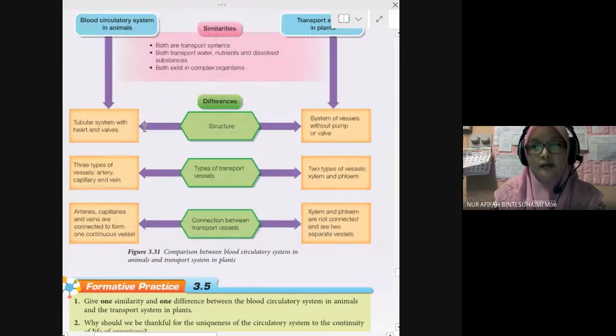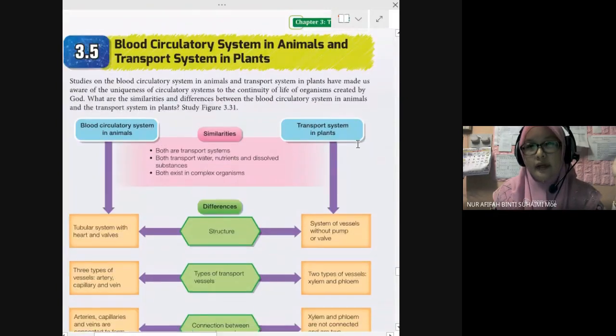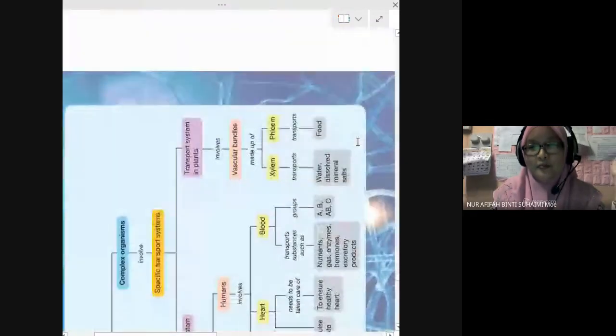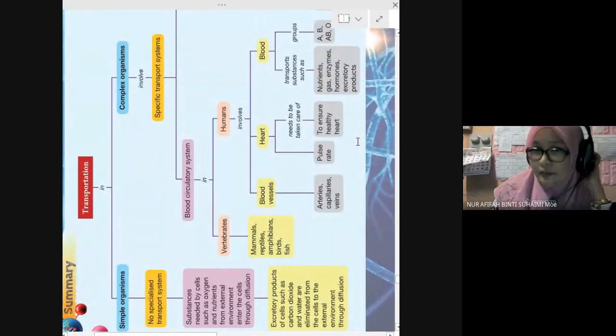Can you understand the comparison between the blood circulatory system in animals and the transport system in plants? Any question? Any question? We finish chapter 3. Too fast?